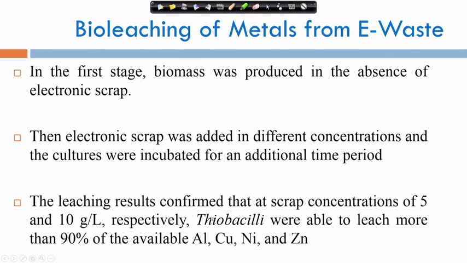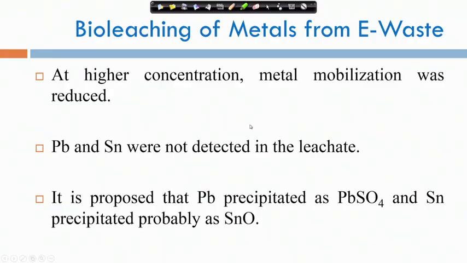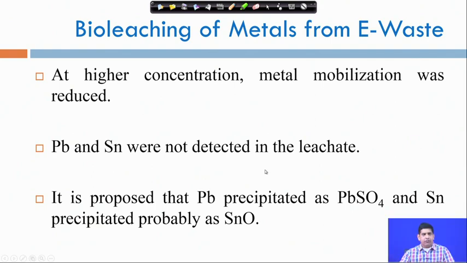So, we did find that these thiobacilli were able to leach more than 90% of the available aluminum, copper, nickel and zinc. So, they could bring these into the solution. At higher concentration, the mobilization was reduced, maybe because it was becoming a little bit of toxicity, or it was getting toxic to those microorganisms.